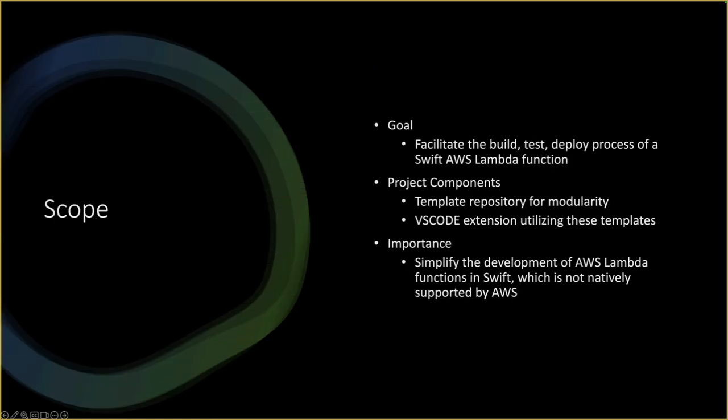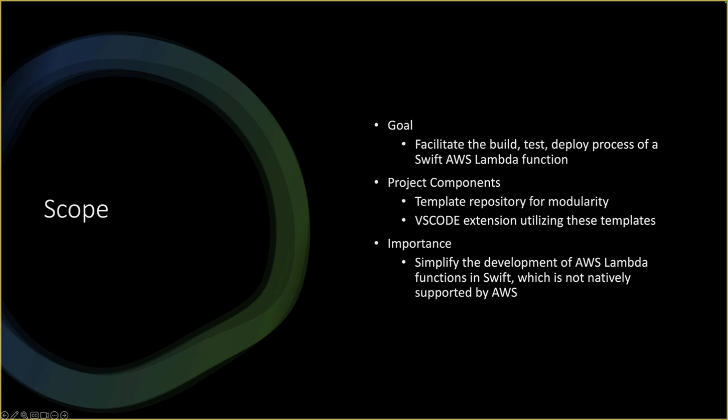So the scope of the project. The main goal was to facilitate the build, test, and deploy process of a Swift Lambda function. And to do that, we needed two main components, which is a template repository. We made that so that it's modular. We can easily create a template there, and then it will be used for the VS Code extension. Currently, we have four templates, but we can add them. People can contribute to it also.